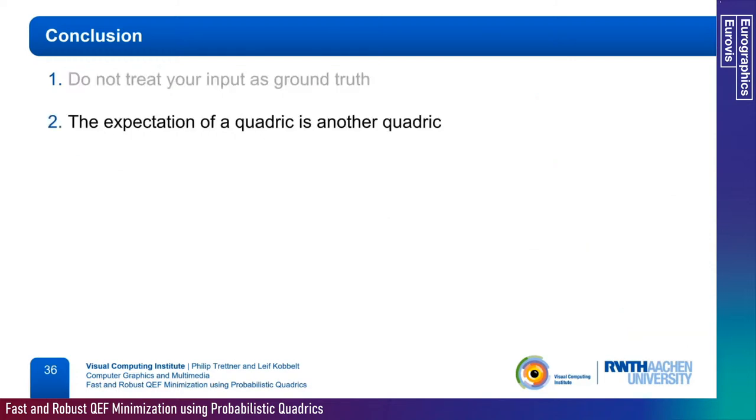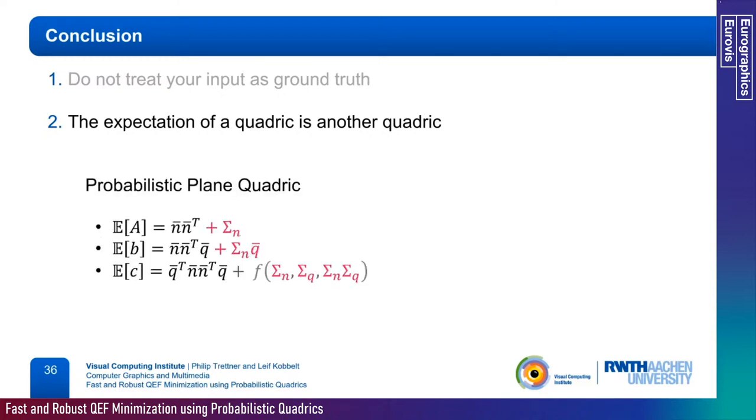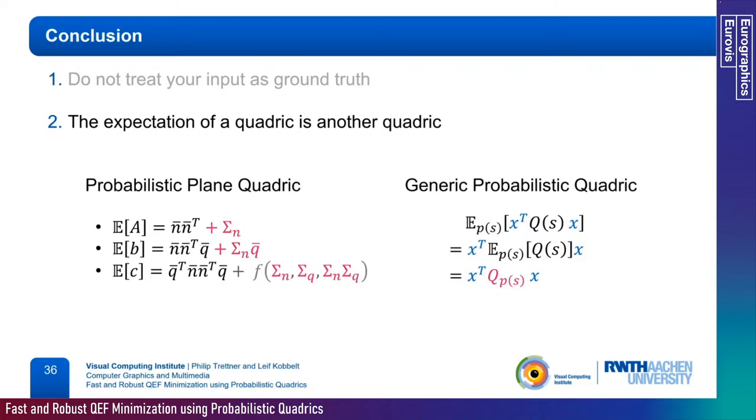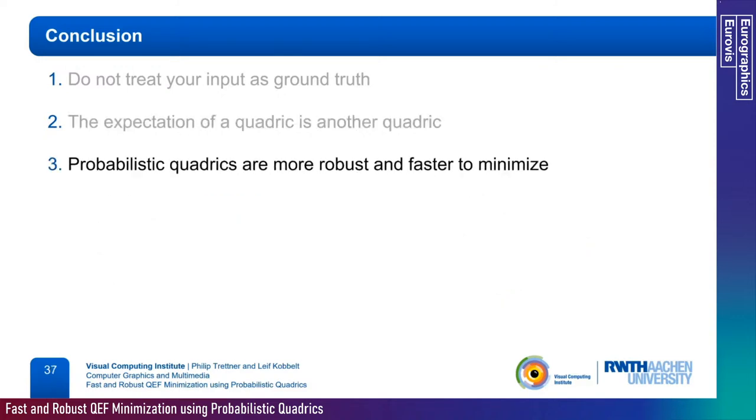My second takeaway for you is more of a mathematical insight, which is that the expectation of a quadric is just another 4x4 matrix. It's just another quadric that you can directly use in your applications. For example, the probabilistic plane quadric has a rather simple structure, it's easy to construct, but even if you have more complex distributions, we've provided a general recipe to construct arbitrary probabilistic quadrics. My final takeaway for you is of more practical nature, which is that probabilistic quadrics are more robust and faster to minimize than their classical counterparts.